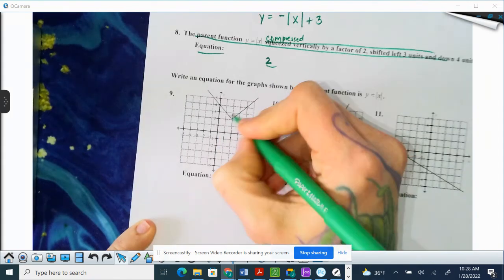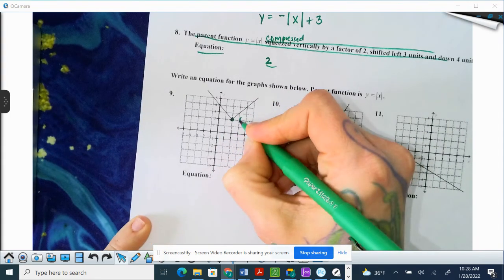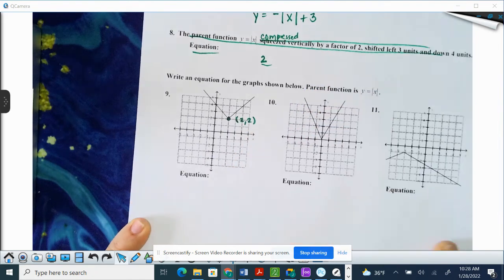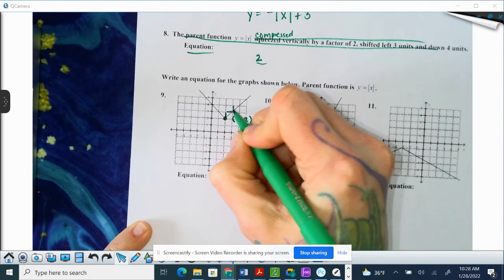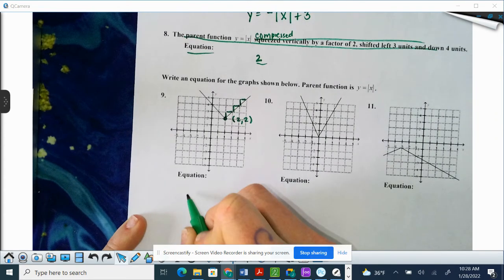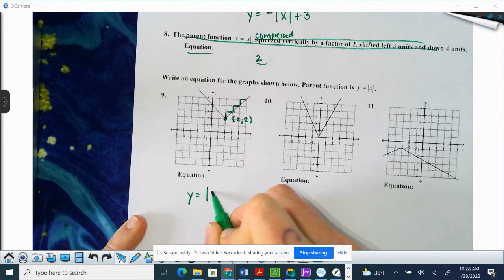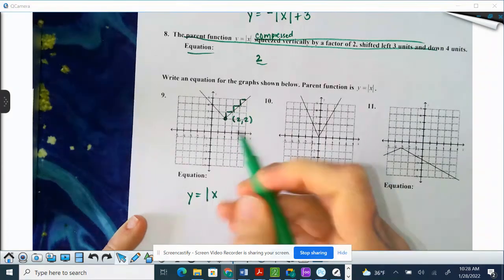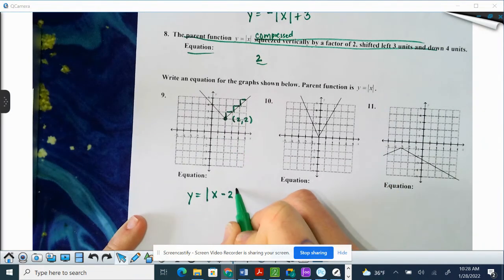This is what I was talking about with your vertex. So 1, 2, I'm sorry, that's 2, 2. My rate of change is 1, 1, 1, 1. So there's no a value. It's still positive. So y equals no a value, absolute value of x. It went to the right 2, so that's going to be minus 2, and then up 2, plus 2.